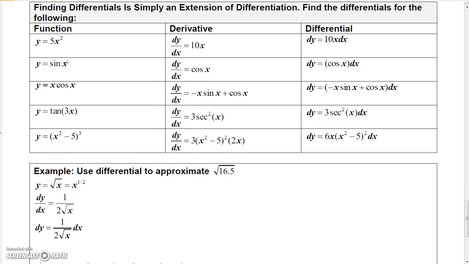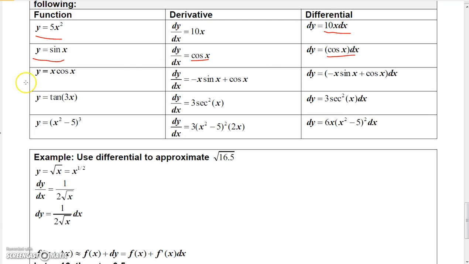Let me show you a few functions with their derivative and their corresponding differential. If y equals 5x squared, its derivative would be 10x, but its differential would be 10x dx. If y equals sine x, its derivative would be cosine x, but its differential would be cosine x dx. For this one, if you apply the product rule, you get minus x sine x plus cosine x for the derivative, but the differential dy would be equal to that times dx, and so forth. So you can just view the next two. Basically, you take the derivative and then you isolate dy by multiplying both sides by dx to get the differential dy.